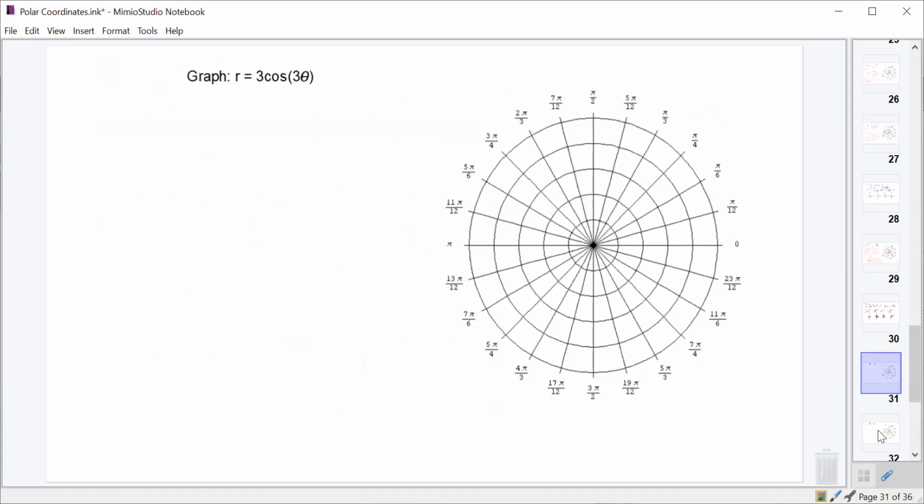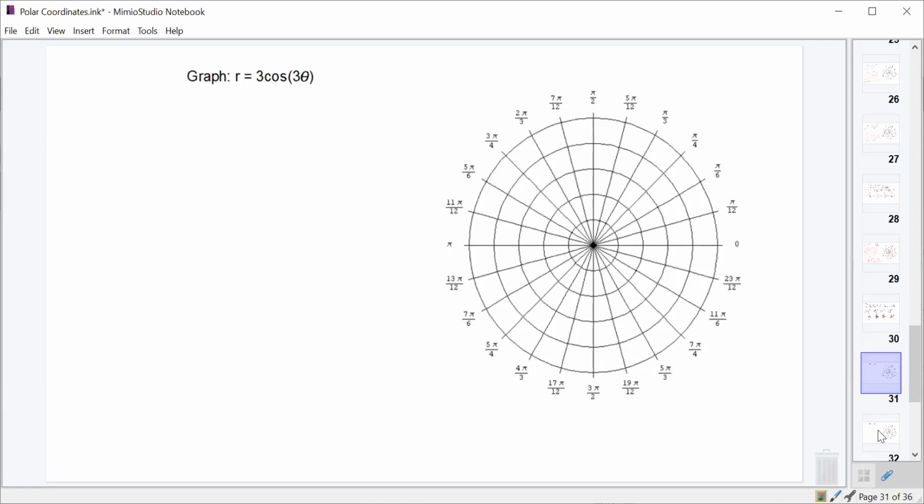So 3 cosine 3 theta. We're going to talk about a cosine one here. First off, how far out should each of the petals extend? 3 units. And how many petals should there be? 3 petals.